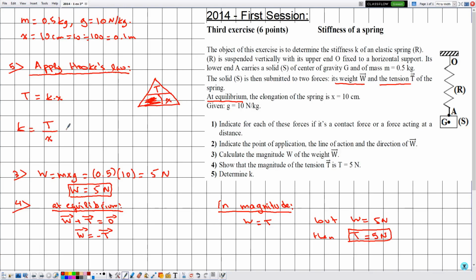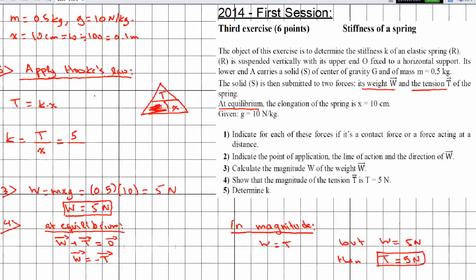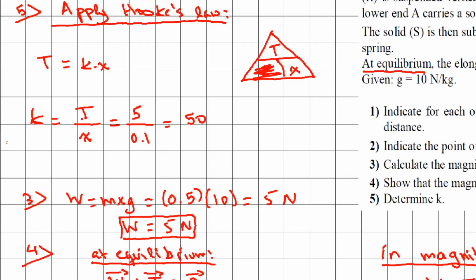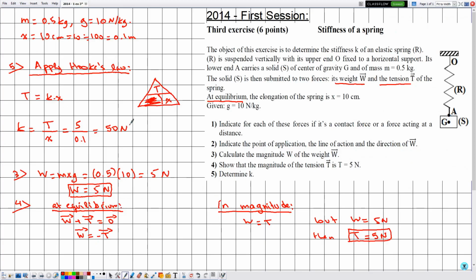The value of T is 5, and the value of x is 0.1. Now plugging this into the calculator, it will give me 50. Since both T and x are in the SI, the value of K will be in the SI, which is newtons per meter. Then the value of K is given by 50 newtons per meter.